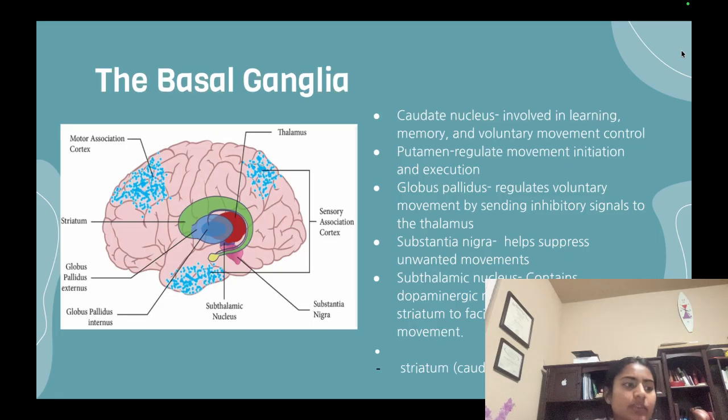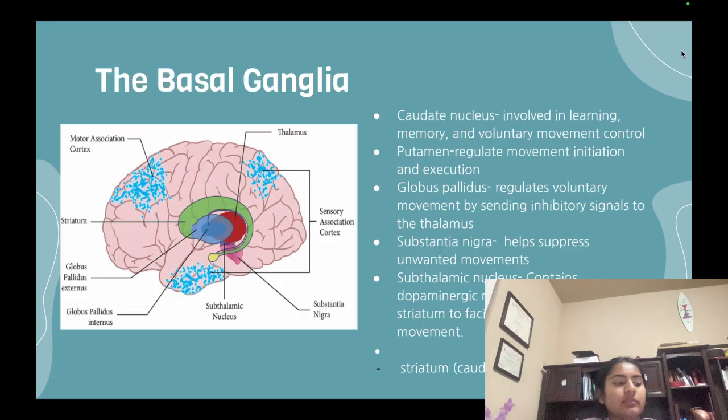So the main structures of the basal ganglia include the caudate nucleus, which is that C-shaped structure that follows the curve of the lateral ventricle. It's involved in learning, memory, and voluntary movement control. Next, we have the putamen, which is located lateral to the caudate nucleus and works closely with it to regulate movement initiation and execution. The globus pallidus regulates voluntary movement by sending inhibitory signals to the thalamus. It's located medial to the putamen.